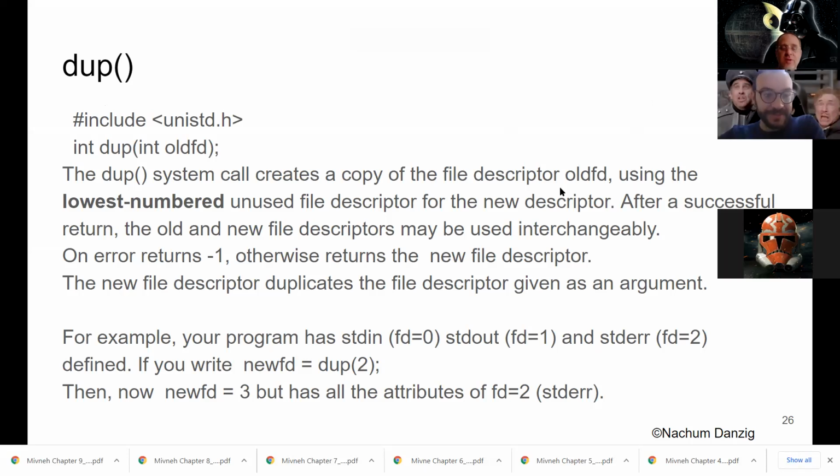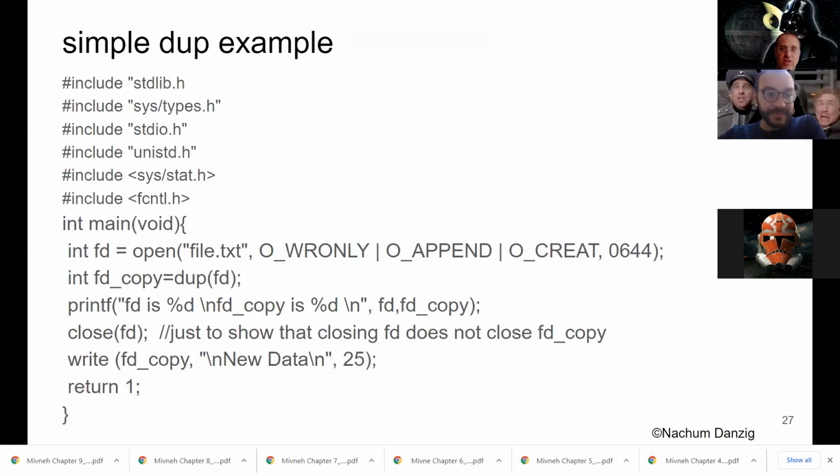You can't cheat. It's not called cheating. So dupe duplicates a file descriptor. File descriptor means you have an open file and you have a number pointing to it. Now you have another number pointing to the same file. So you have two pointers pointing to the same file. And we did that here with an open file.